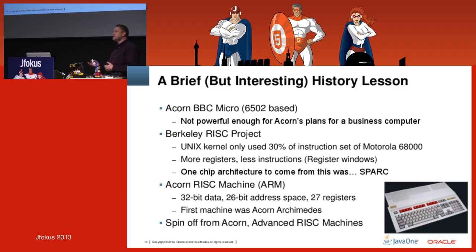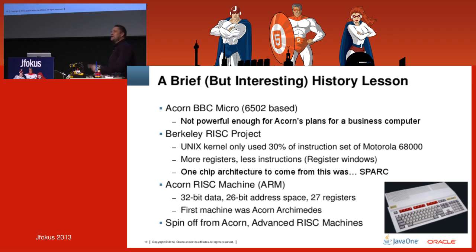So they looked around, and they found that there was a project being run at Berkeley in California. This was all about RISC, Reduced Instruction Set Computing. And this project had sort of looked around at the way that processors were being developed at that time. And some of the research they'd done is they looked at how Unix was running on a 68,000 processor. Who remembers 68,000 processor? Oh, good.